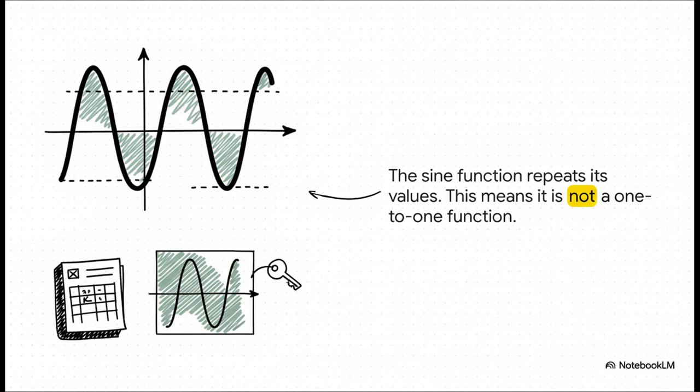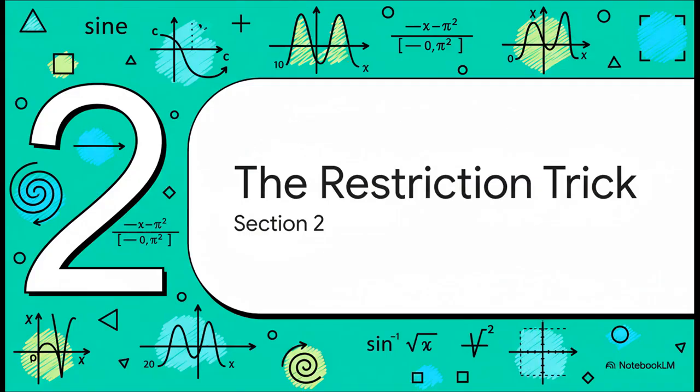Now, do you see the problem here? If you pick a single y value, let's say y equals half, look, there are so many x values that give you that same result. This is what we call a many-to-one function. And a function like this, well, you can't find its inverse. Not like this anyway. So, what did the mathematicians do? Did they just give up? No way. They came up with a very clever solution, a simple and brilliant trick to get around this problem. And trust me, this one idea is the key to this entire chapter.